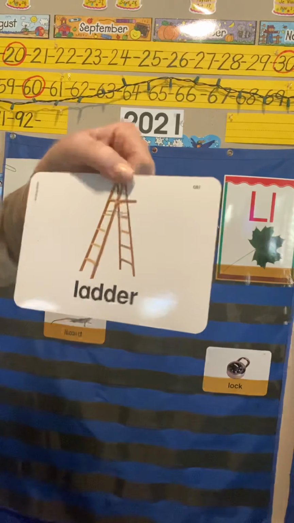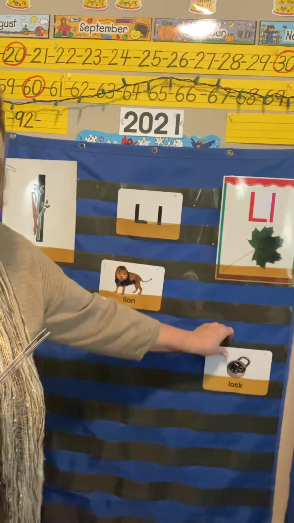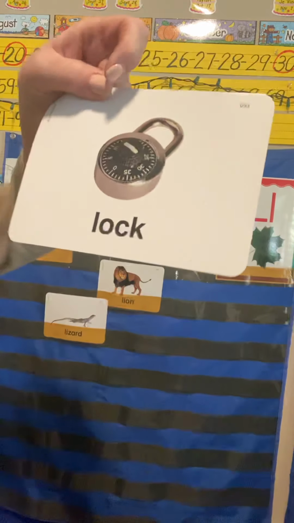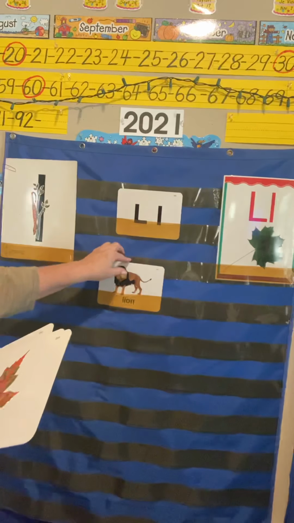L is for ladder. And L is for lock. This is a padlock with a combination. And then let me take lizard and lion over here too.